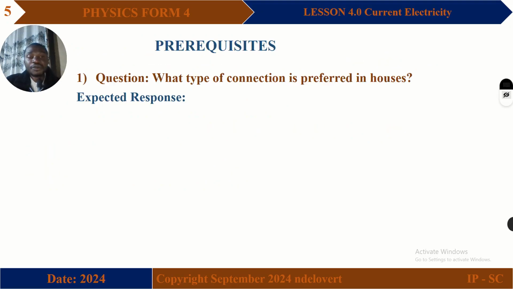Now, before we go on, there are some prerequisites we need to know. What do you think the type of connection is? Which type of connection is preferred in a house? Pause the video and think about it. If you've done that, the answer is parallel connection.